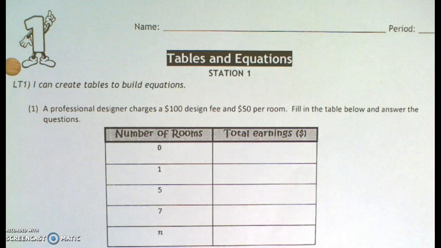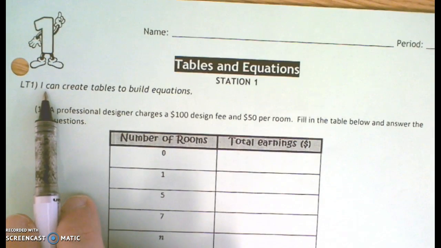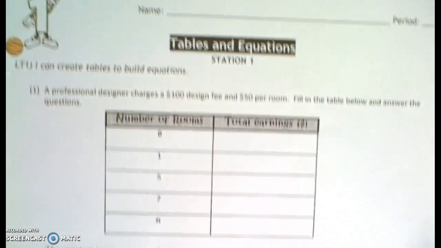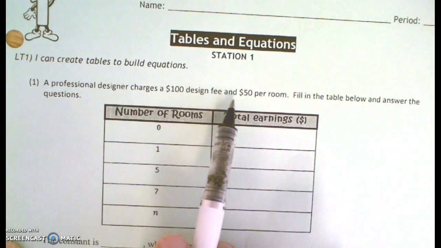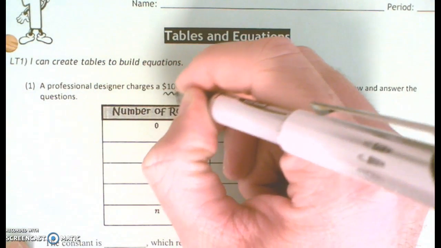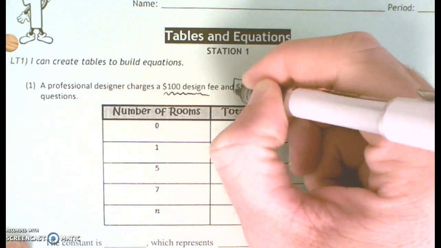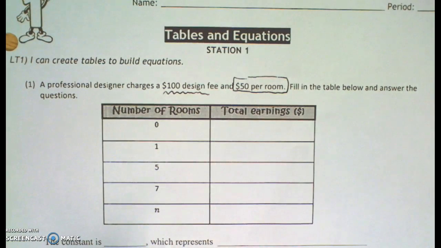Alright, this is the green sheet, tables and equations, station 1, and the learning target is I can create tables to build equations. So here's the problem. A professional designer charges a $100 design fee and $50 per room. These are going to be important pieces of our problem, so I'm going to highlight them. Fill in the table below and answer the questions.